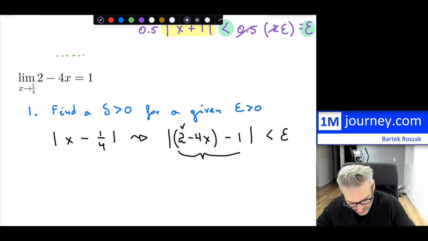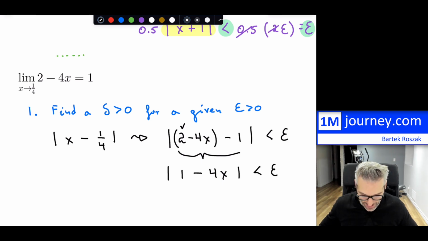And this is minus 1. So it's going to be 1. That's going to be 1 minus 4x. All right, so here it is, less than epsilon. Now, you might say, well, I don't see any connections here, right?